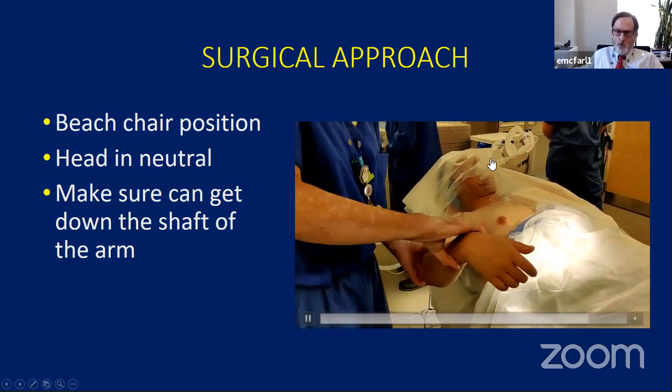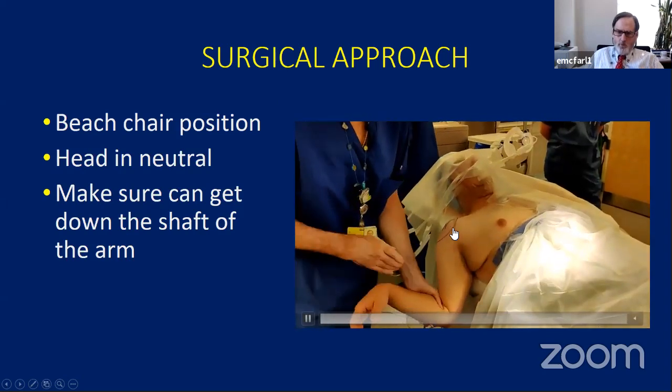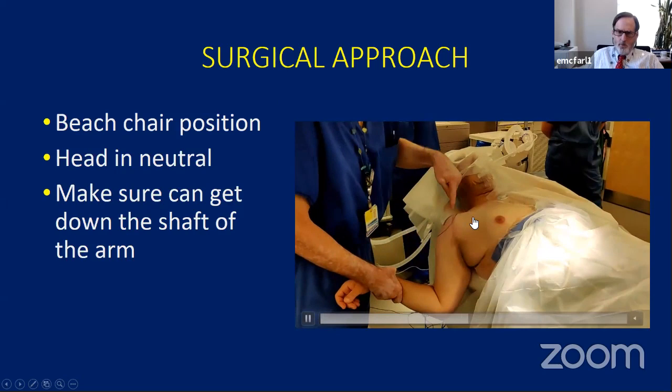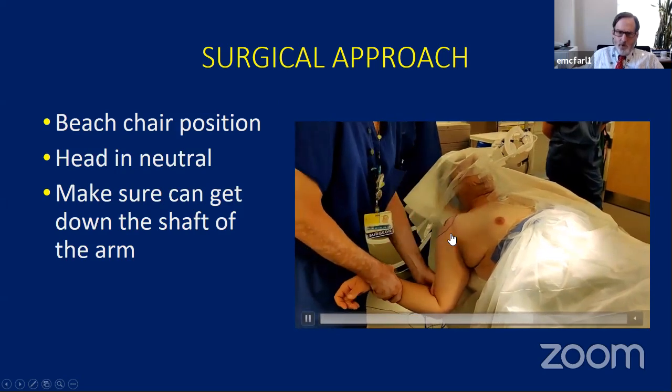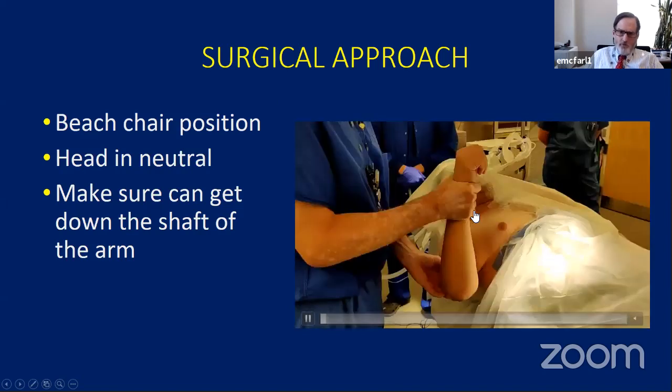The other is you have to have the head in neutral, because one of the more common complications of this, unfortunately, is a brachial plexopathy. In this position, the brachial plexus is getting stretched from here to here, and you have to be very careful during the case to make sure that you don't leave the arm in that position a lot of the time.